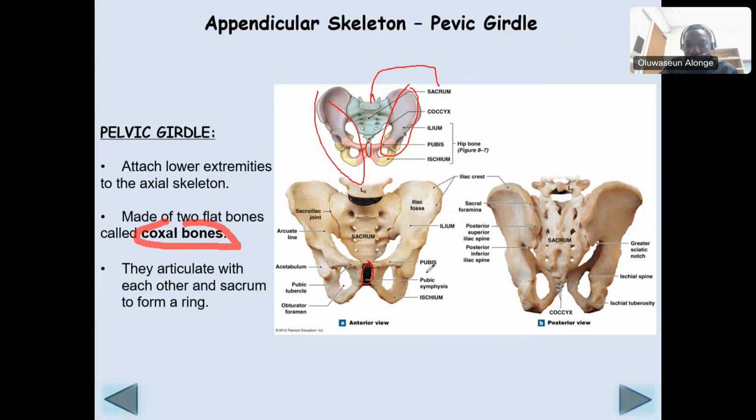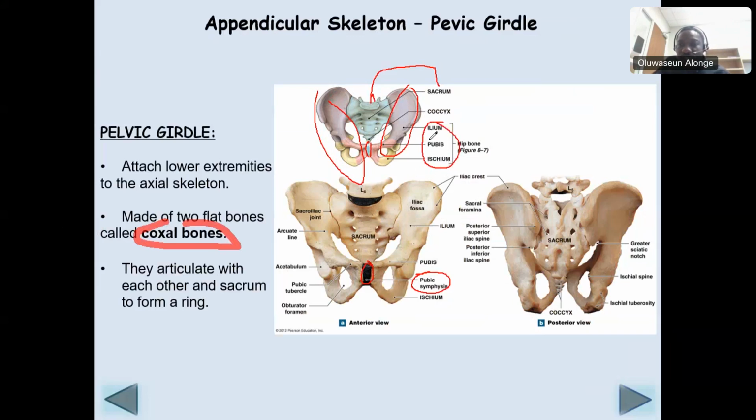All right, that's the pubic symphysis there. Posteriorly, they articulate with the sacrum, and anteriorly, they articulate at the pubic symphysis. And here is a fibrous cartilage. We call it fibrocartilage. Now, when you look at this, there are 3 bones that make up each hip bone. The 3 bones are the ilium, the pubis, and the ischium.